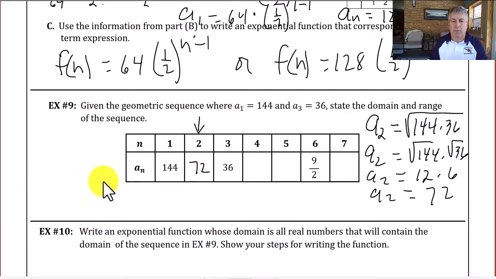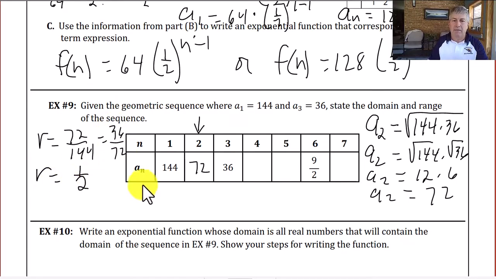So now I know what that is. I can calculate my ratio. So now my ratio is 72 over 144, which is equal to 36 over 72. My ratio is 1/2 again. All ratios aren't 1/2, but they are pretty easy to work with in sample problems. So I can do half of 36 is 18, half of 18 is 9, half of 9 is 9/2, half of 9/2 is 9/4.